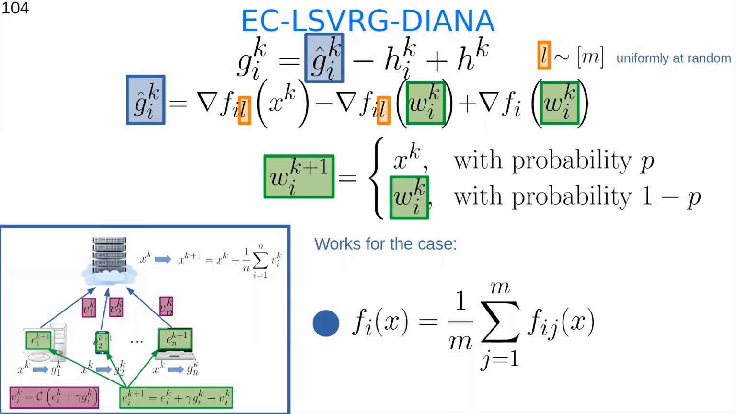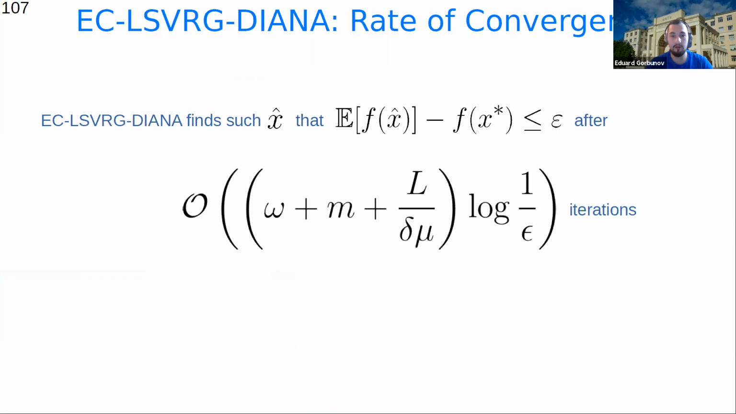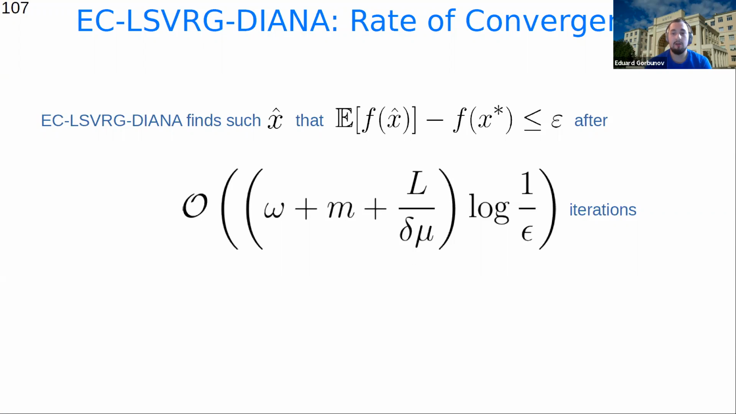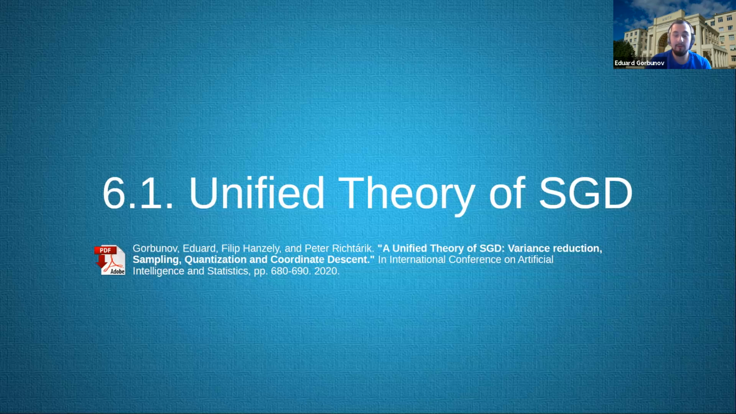Okay, and now I have introduced the new methods, and it is probably a good time to say how we can analyze them and how we obtained these rates. Our analysis is based on another paper with Philip Hanzely and Peter Richtarik about unified theory of SGD.